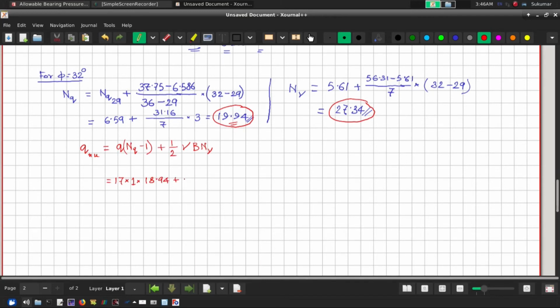plus half into 17 into B, which was my 1.5 meter, into N gamma. N gamma is 27.34, and this will give me a value of 670.54 kilopascal.